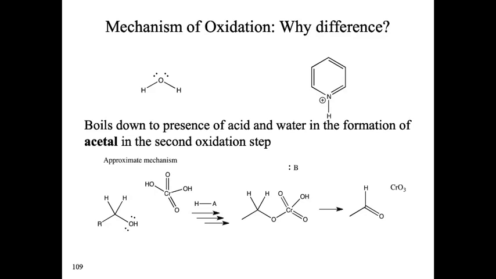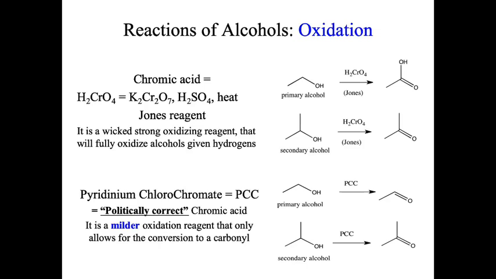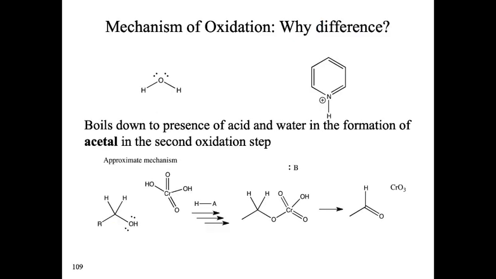PCC, pyridinium chlorochromate. The pyridinium chloro is actually the whole other piece. Guess what the chromate is? It's the exact same thing as in chromic acid. So why, if it still has chromic acid in it, does it not work as much? It has to do with that pyridinium chloro. Really what this difference is, is the pyridinium chloro versus water. Here's pyridinium. The chloro is just a counterion.